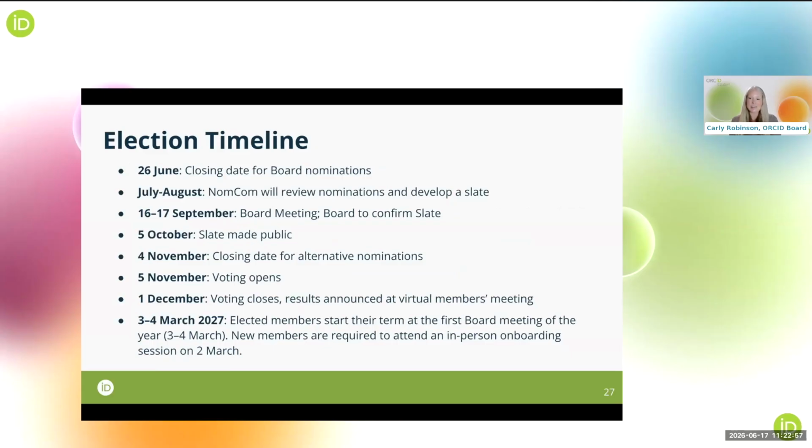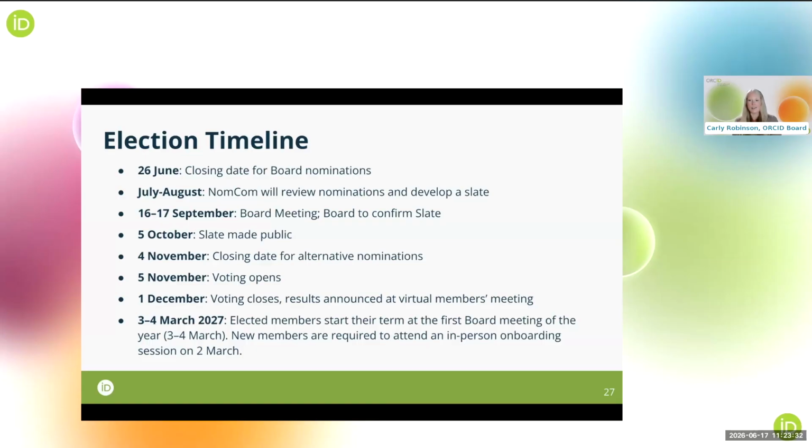And then lastly, I wanted to share the election timeline. So we announced the call for nominations on May 27th, and that is open through June 26th. Once all of those nominations are received, the nominating committee will consider them and will develop a slate over July and August. And then at the September board meeting, we'll present that slate to the board for consideration and approval.